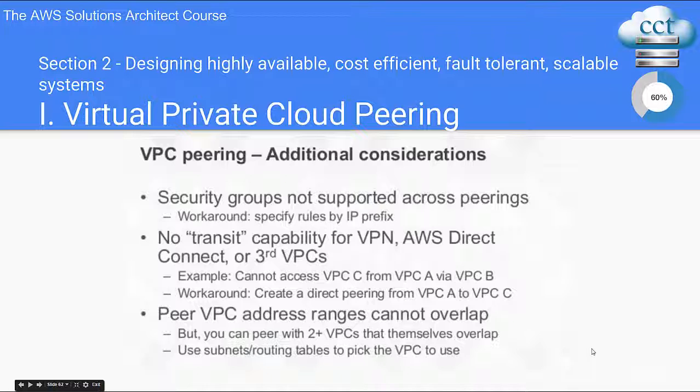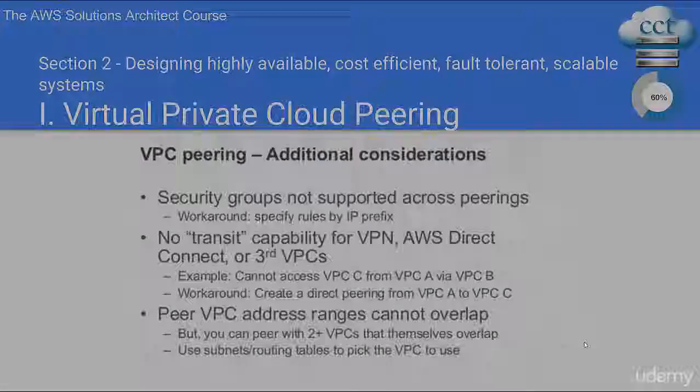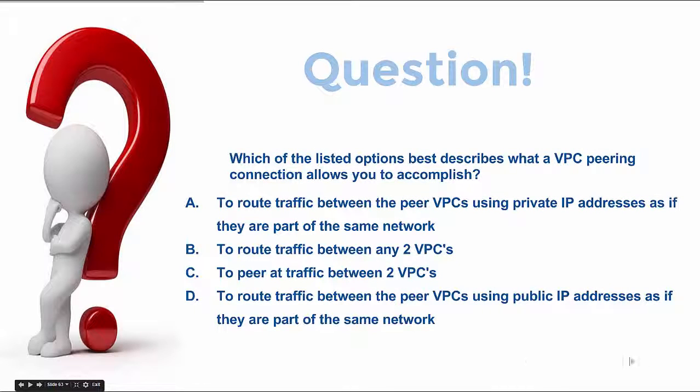Again, let's see if we can illustrate the point a bit better with a question. And the question is, which of the listed options best describes what a VPC peering connection allows you to accomplish? Okay, let's go through them one by one. A, to route traffic between the peer VPCs using private IP addresses as if they are part of the same network. That sounds pretty close. To route traffic between any two VPCs, not really. To peer at traffic between two VPCs, that's completely wrong.